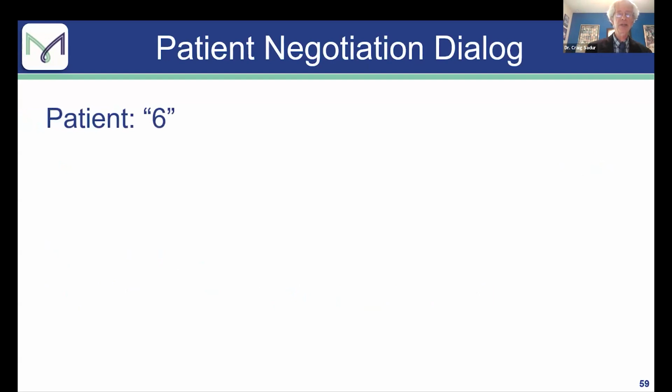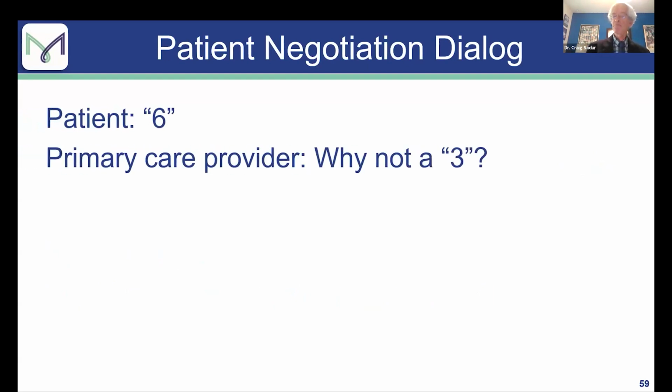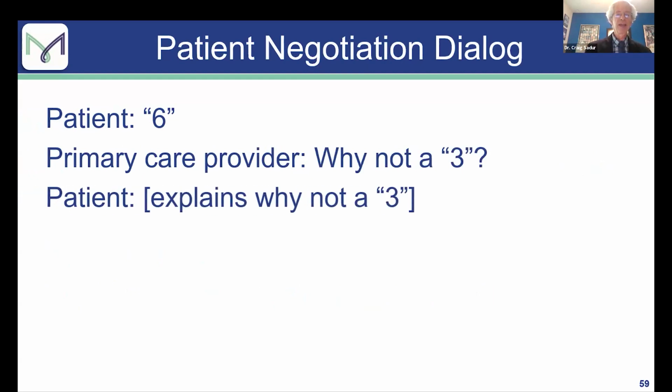And he could say something like, I'm a 6. And at that point, you could say, okay, 6, why not a 3? And then you can get some insightful information. He would explain why he's not a 3. Maybe he's got a child that's going to be graduating high school and he wants to be there. He knows a neighbor who had an amputation from diabetes. There could be some factor that is a motivator.